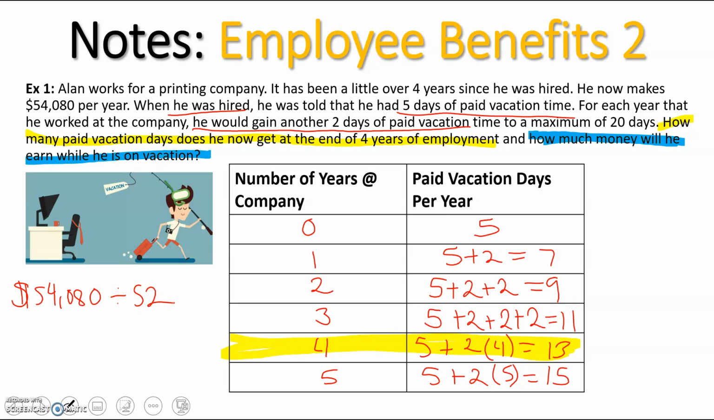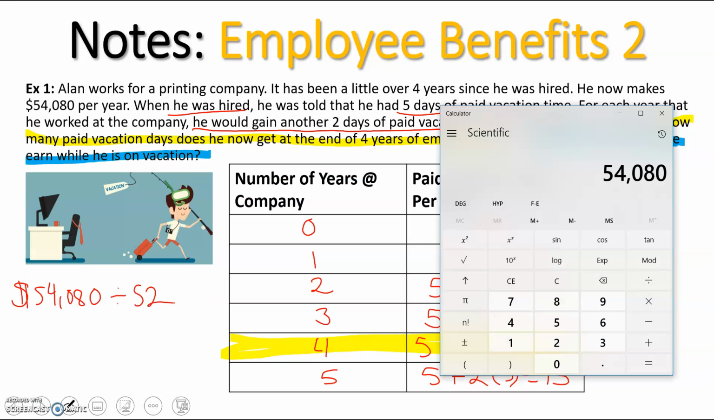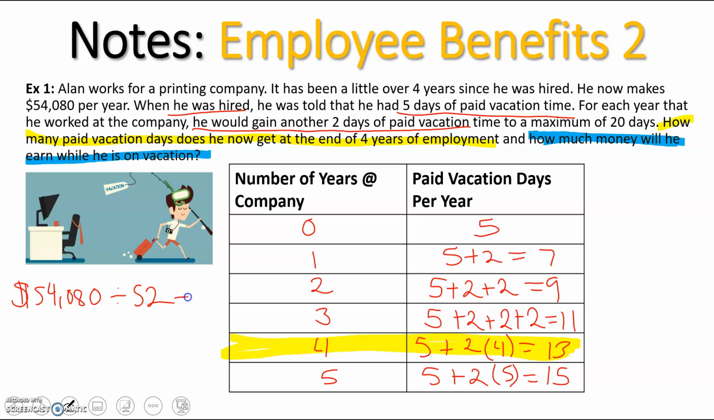So 54,080, let's use our calculator. 54,080 divided by 52 weeks, he generally gets paid $1,040 a week, right? 1,040 per week. Now, if he gets 13 days off, how many weeks is that? Well, let's assume he has a job where most people work only Monday through Friday, or they at least get 2 days off a week.